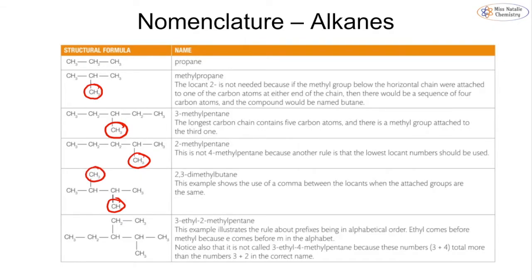I could have 2,3-dimethyl butane, so I have a 4-carbon chain with 2 methyl groups on carbons 2 and 3, or 3-ethyl 2-methyl pentane, giving me a 5-carbon chain with a methyl group on carbon number 2 and an ethyl group on carbon number 3. Now, ethyl groups are not particularly common in naming conventions or when we do examples, but be aware that we can have them coming up in an exam. This illustrates a rule about the prefixes being in alphabetical order. So we put ethyl before the methyl because E comes before M.